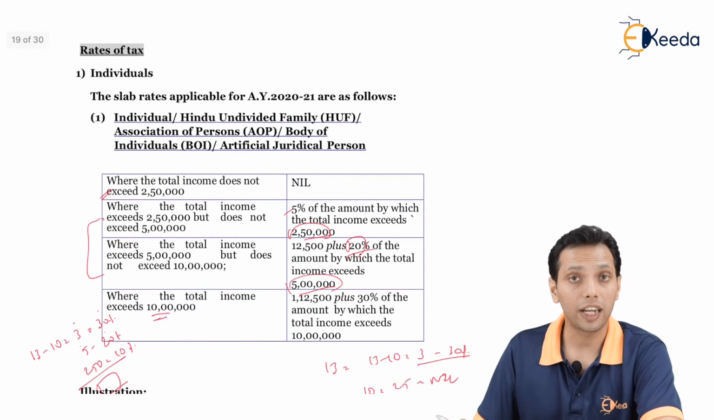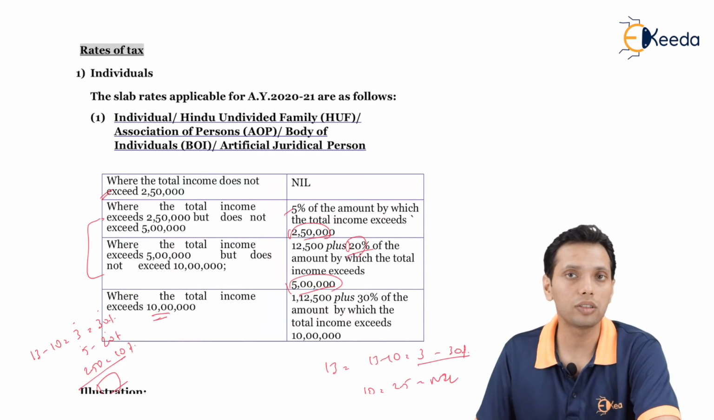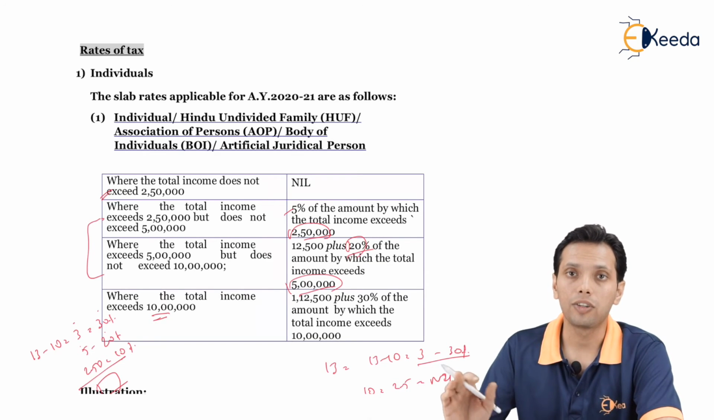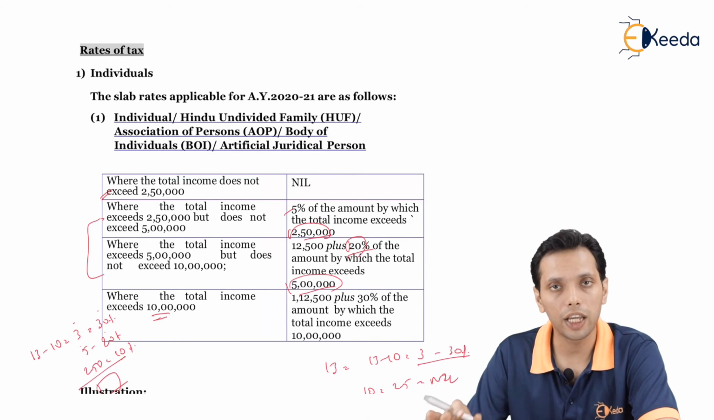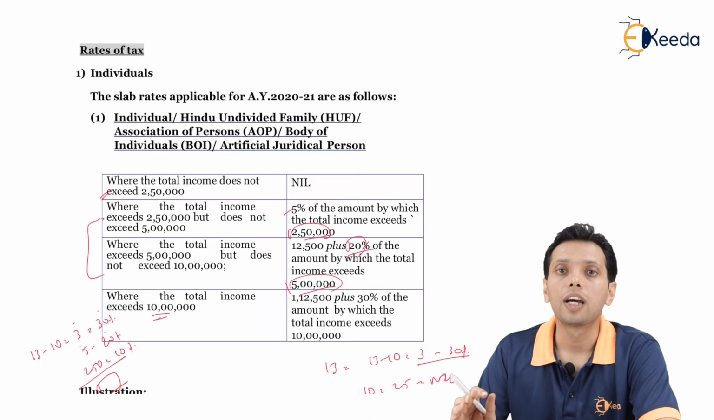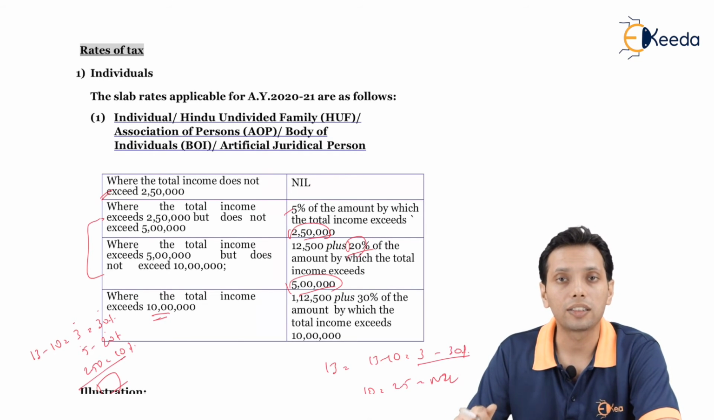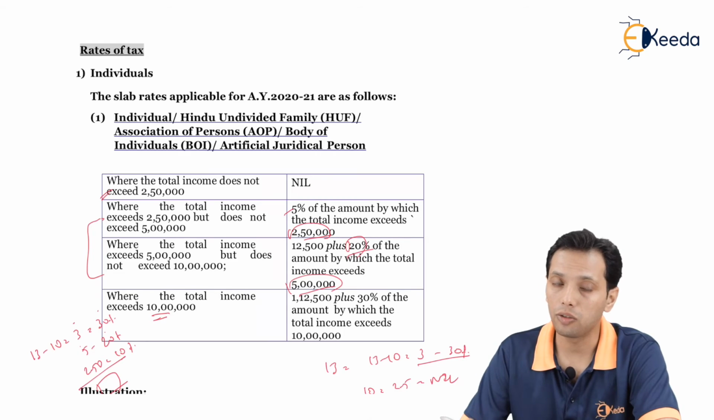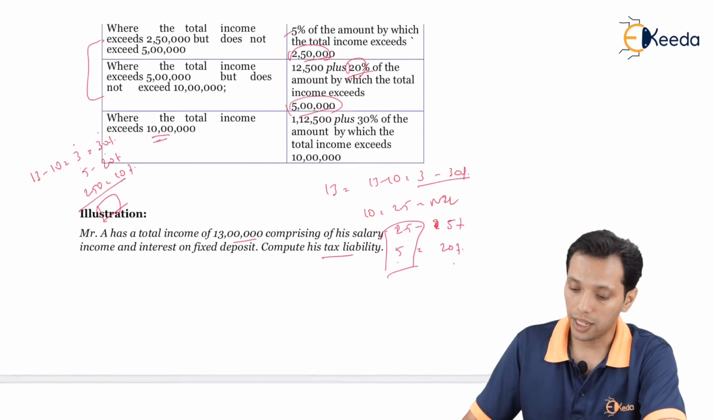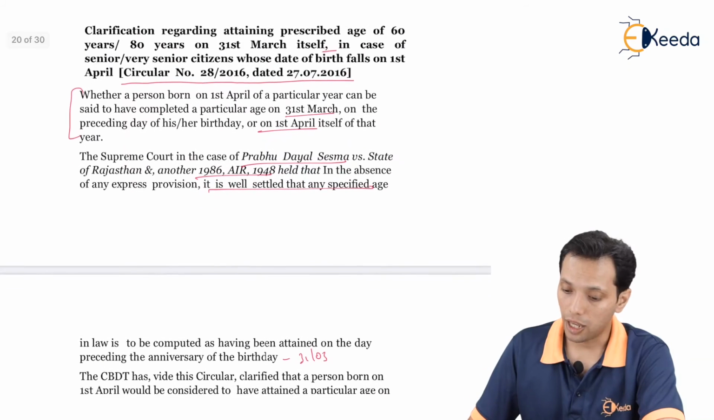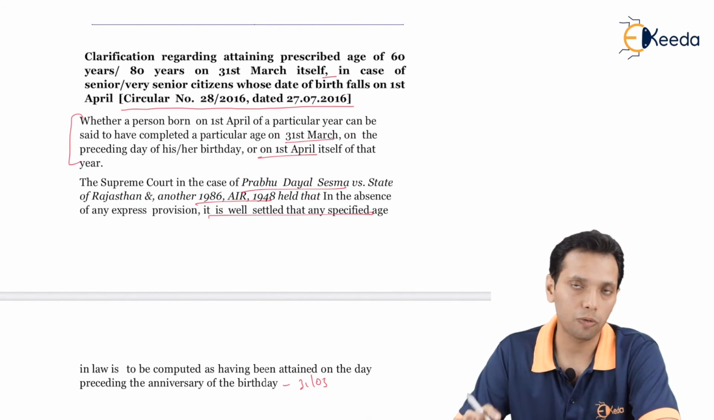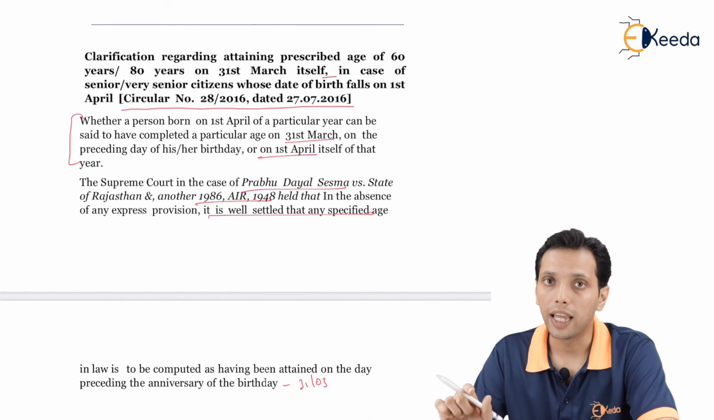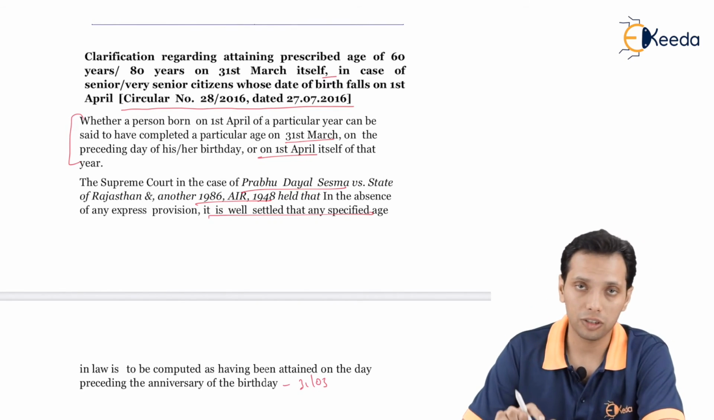Then we studied the rate of tax applicable to individuals. There are 3 slab rates: the basic exemption starts from 2,50,000 for the residual category, from 3 lakh for resident individuals aged 60 years or more, and from 5 lakh for resident individuals aged 80 years or more. These are the slab rates. Then we read the circular, in which the date of birth, if it is 1st April, for a senior citizen, for a super senior citizen it will be counted as 31st March.